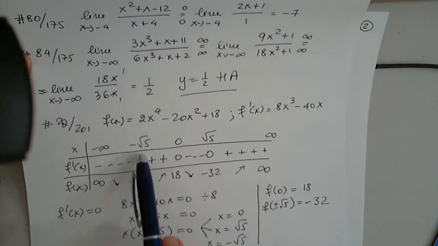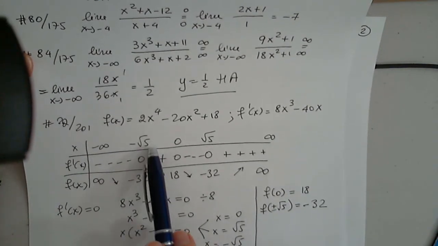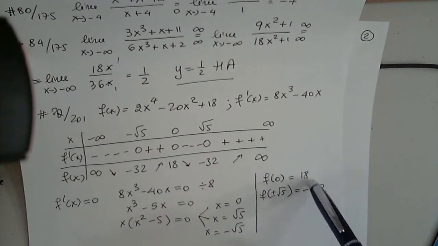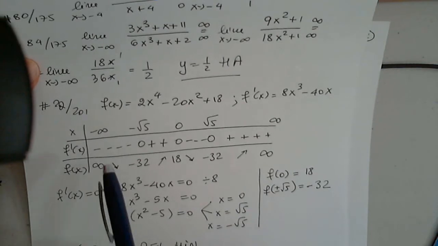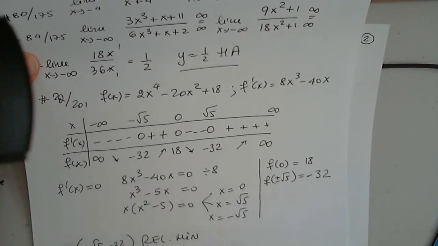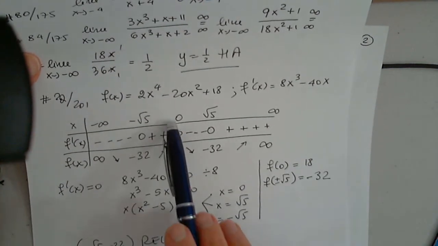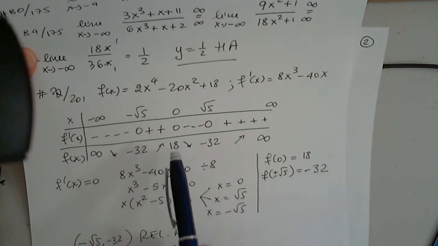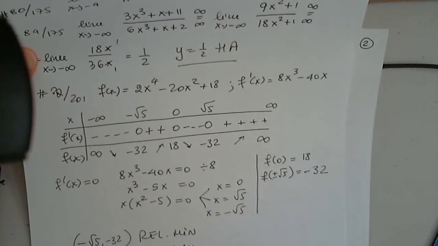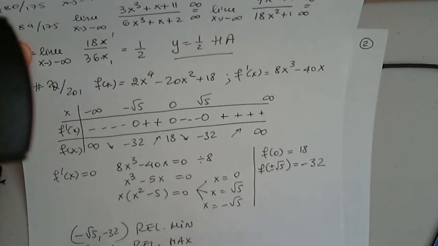F prime is 0 at negative the square root of 5, 0, and the square root of 5. And we have those numbers from plugging in the function. This is a typical situation for a local minimum or relative minimum. So this is a relative minimum because the derivative is negative and positive. This is a relative maximum because the derivative is positive and negative, and it's 0 in the middle or undefined. And again, negative, positive gives us a relative minimum.